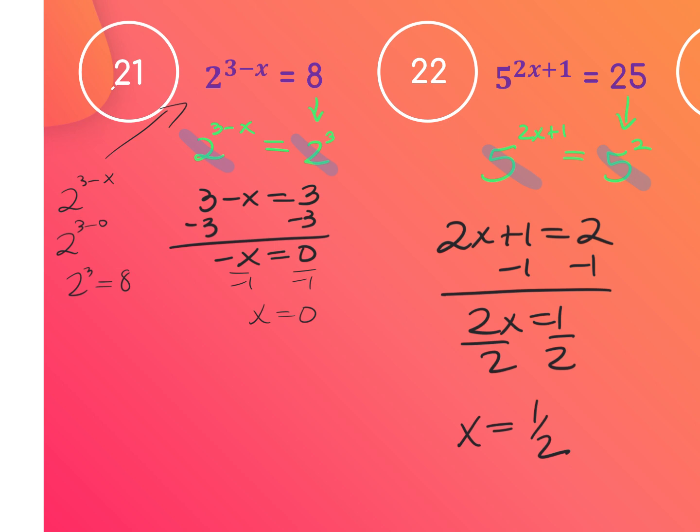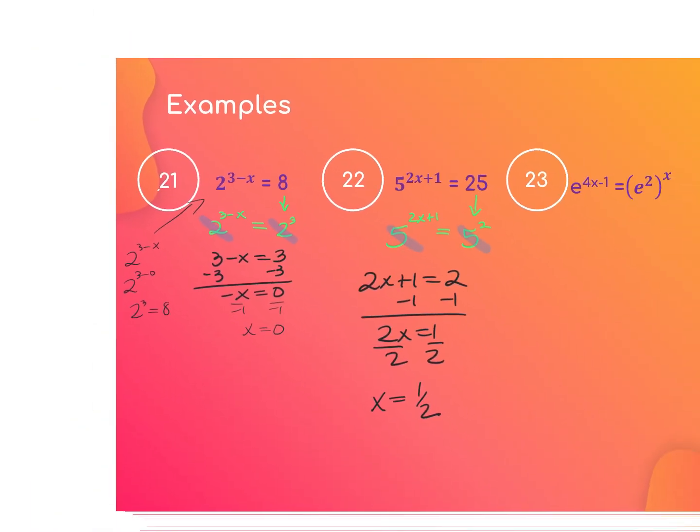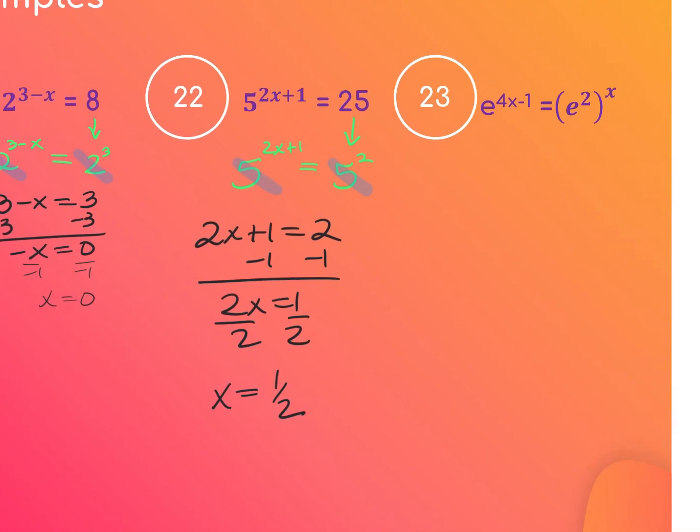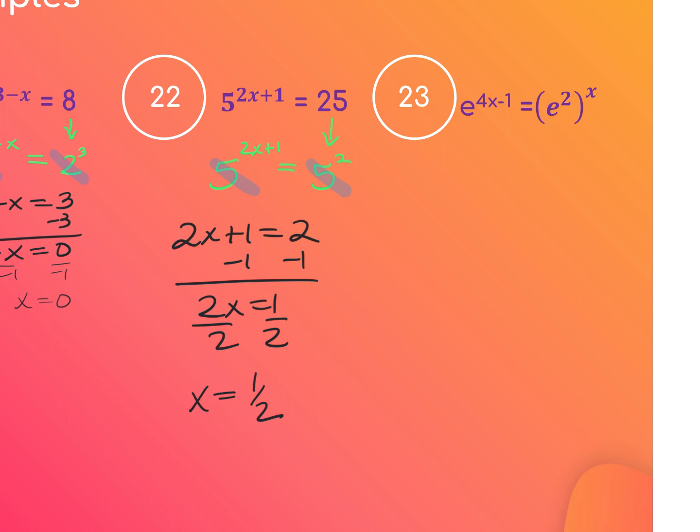Now let's look at e. Now we're still not using a calculator. All we're doing is making the bases the same. And if you notice, they both have a base of e. So just get rid of that base of e and work with the exponents. So I'm just going to set 4x minus 1.